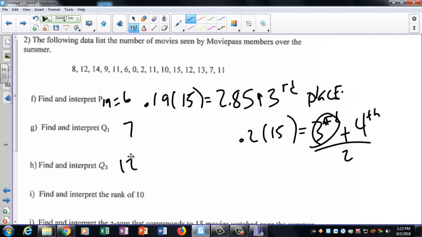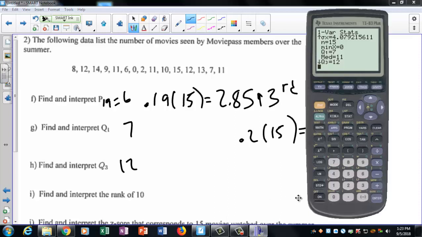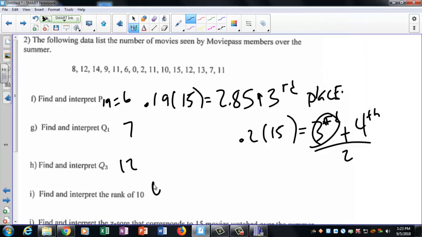Find and interpret the rank of 10. The rank of 10 is the percentage of values that are less than 10. How many numbers are less than 10? 1, 2, 3, 4, 5, 6. There are 6 numbers less than 10. You'll notice that we don't use 10. We're not including 10. It is strictly the numbers less than 10, and there are 6 of them. So the rank of 10 would be 6 out of 15. Doing that math quickly in my head would be 40%.